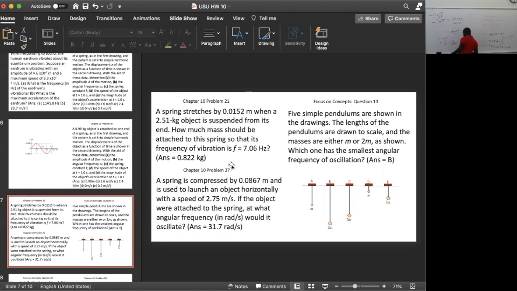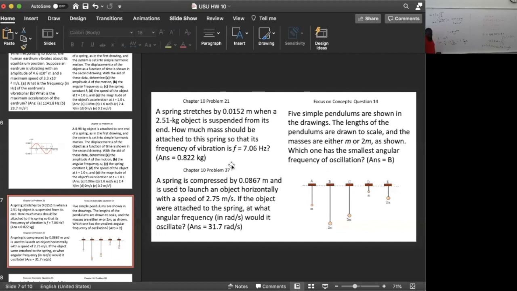Let's do that and make sure we get the right answer. 2.75 divided by 0.0867 is 31.7, exactly. 31.7 radians per second.